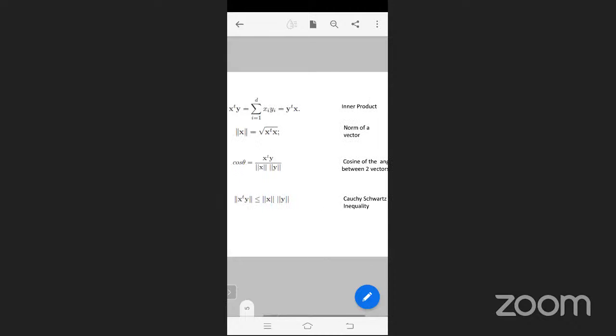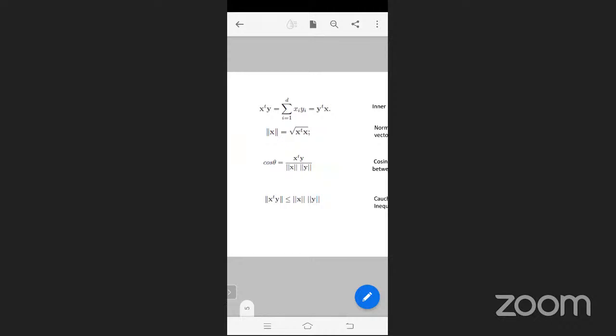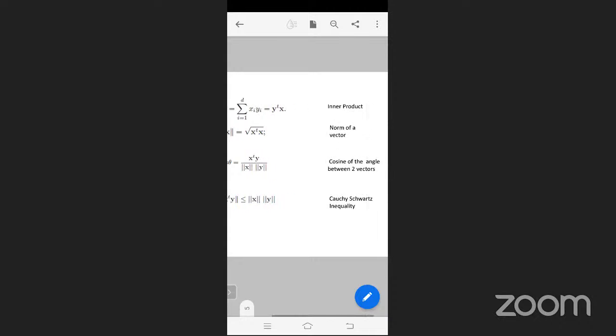Then you can find the norm of a vector as the square root of x transpose x. You also know that the inner product or dot product of two vectors is |x||y| cos theta, so from there you can get the angle between two vectors. Because the modulus of cos theta is less than or equal to 1, you can write the Cauchy-Schwarz inequality, which is |x transpose y| is less than or equal to |x||y|.